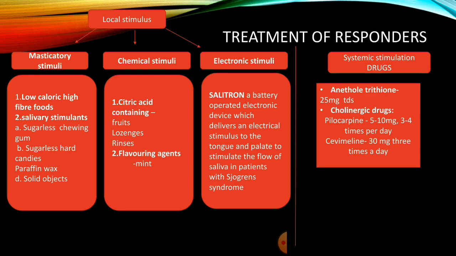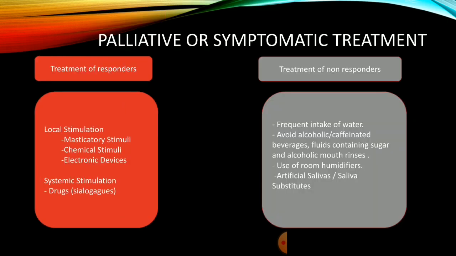Next, we have systemic stimulation, with drugs such as anethol trithione and cholinergic drugs such as pilocarpine and cevimeline. After treatment of responders, there are also cases who do not respond to any of these, like local or systemic stimulation. For them we have the treatment of non-responders group. Here we have frequent intake of water, then avoiding alcoholic or caffeinated beverages because they very commonly lead to dry mouth. Then use of room humidifiers, and then artificial saliva or saliva substitutes.